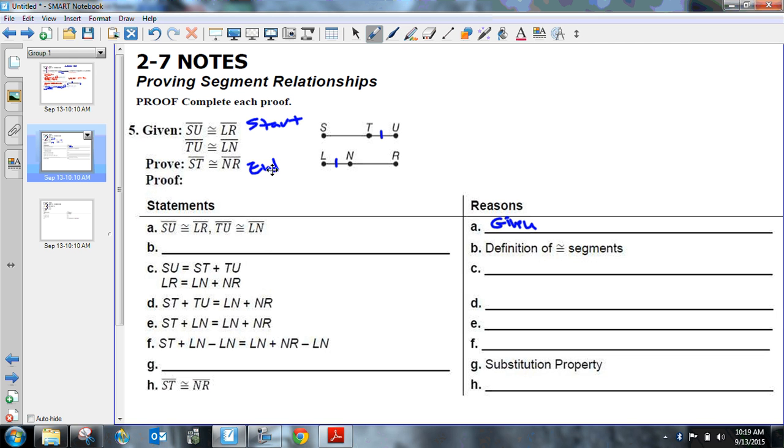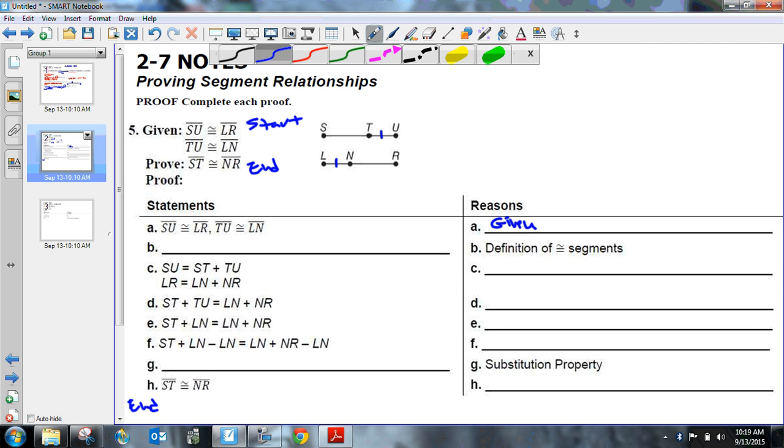Okay, and then our ending statement is here. Okay, now we don't write ending statement down here. We've got to have some sort of actual like property, reason why we got there. And so here's what we've got. Okay, we know that these two segments are congruent.